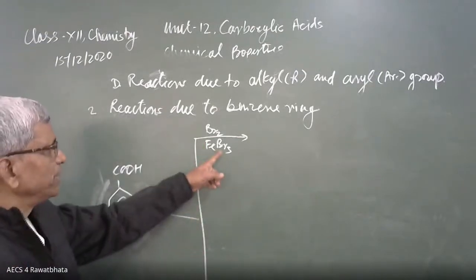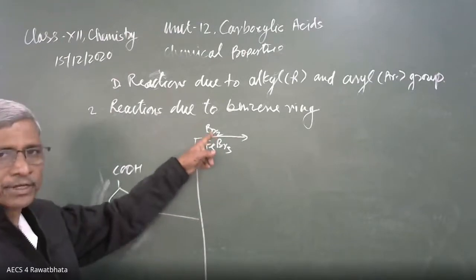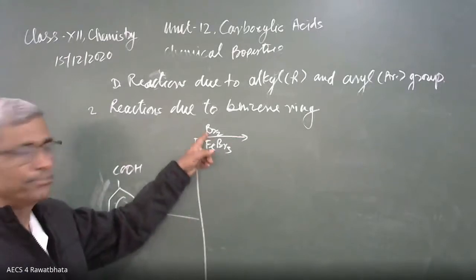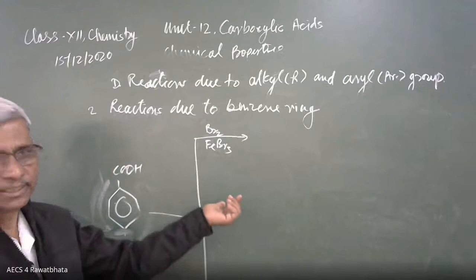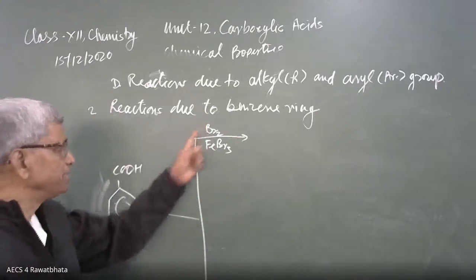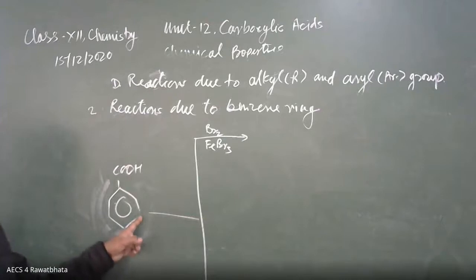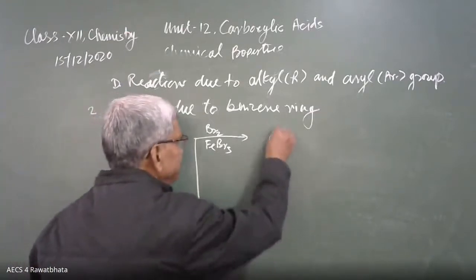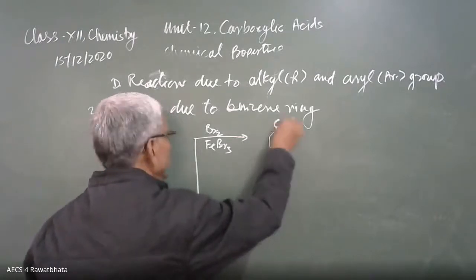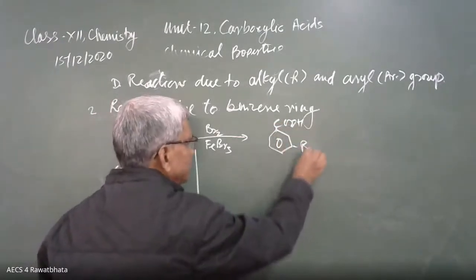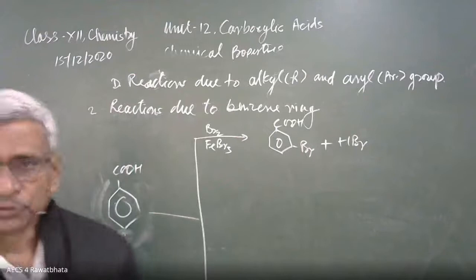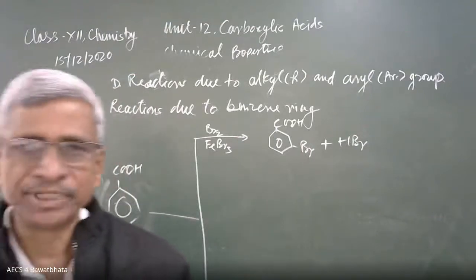This FeBr3 joins with one more Br. It forms FeBr4 minus and releases Br positive. Bromonium ion is the name of this positive ion, Br positive. This Br positive joins to the meta carbon because it has more electron density. We are going to get the meta compound. The product is, here is COOH and here is Br, plus HBr. 3-bromobenzoic acid or meta-bromobenzoic acid.